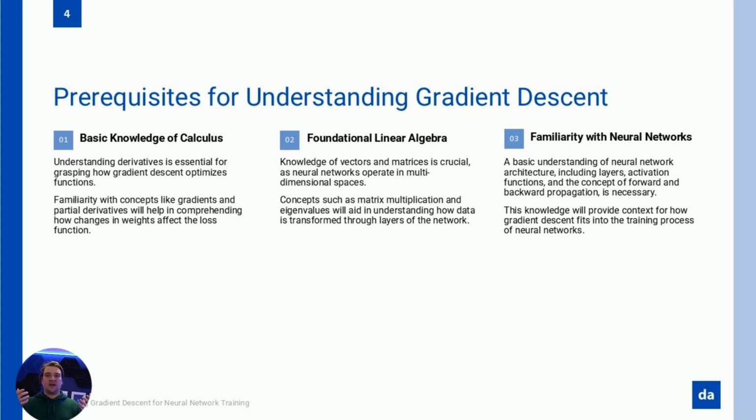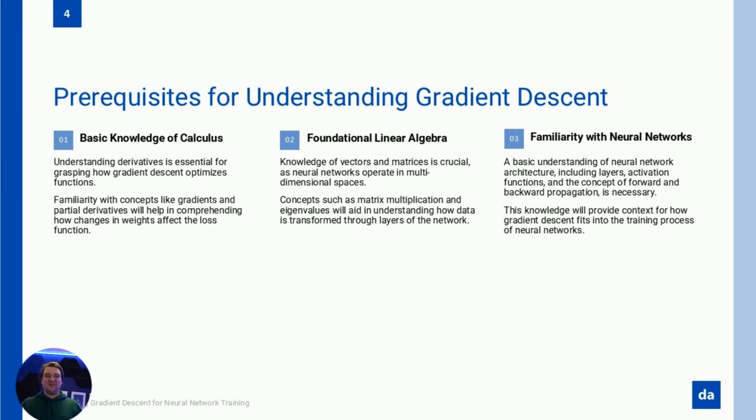Lastly, a basic understanding of neural networks themselves is crucial. This means knowing how layers work, what activation functions do, and the role of forward and backward propagation. If you think of gradient descent as the brain behind training, neural networks are the body.